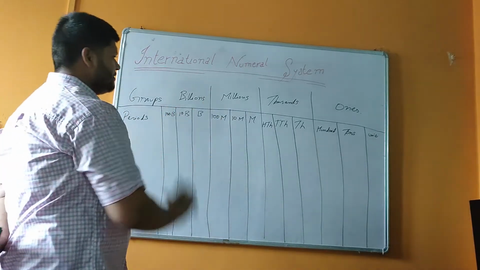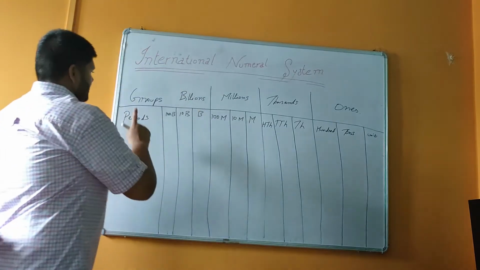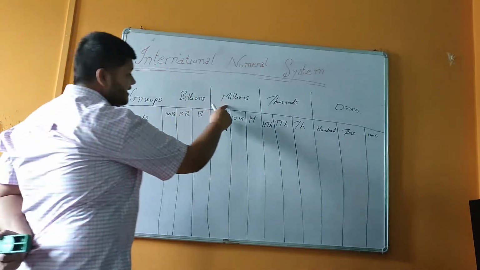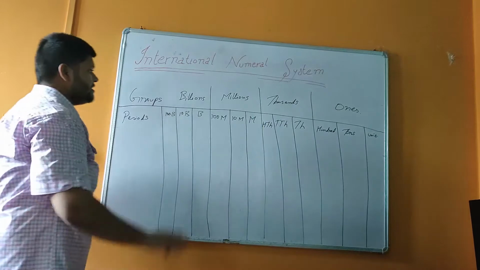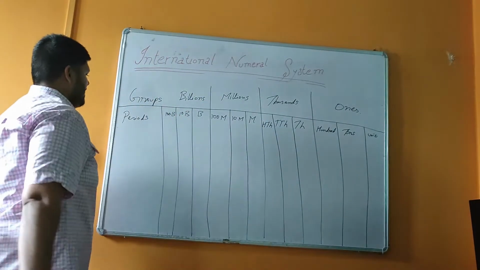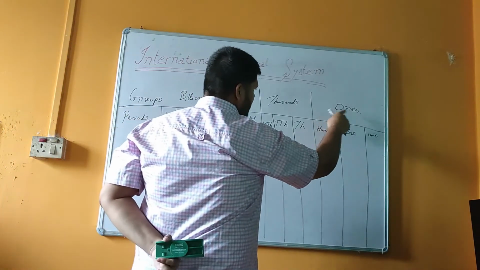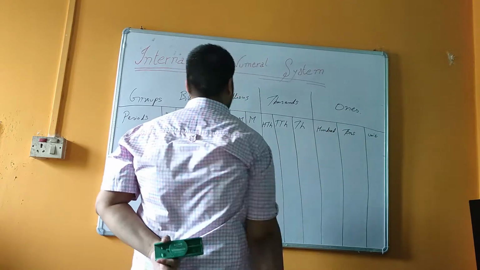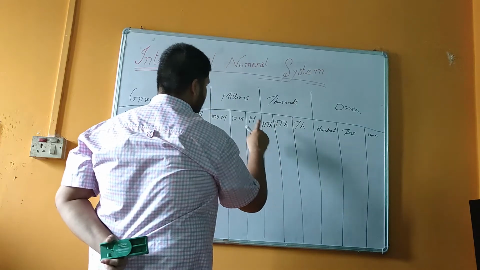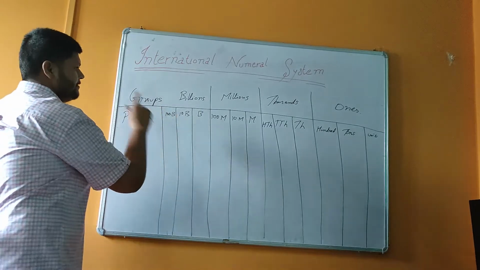Once again I am repeating this table for the international numeral system. Here you have four groups. What are they? Billions, millions, thousands, ones. These are the four groups that exist in the international numeral system. And here are some periods you can observe. In the ones group you have three periods. What are they? Unit, tens, hundred, thousand, 10,000, 100,000, million, 10 million, 100 million, billion, 10 billion, 100 billion.